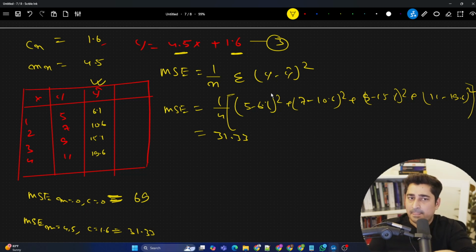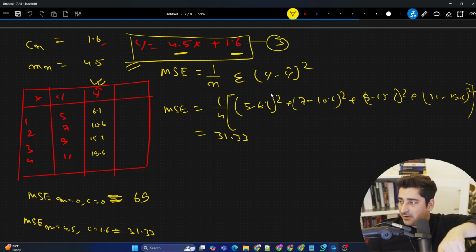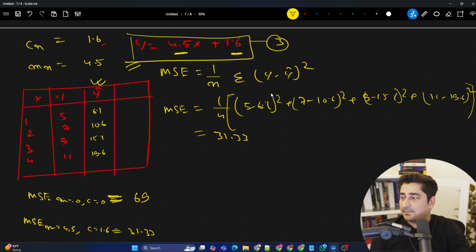Can I make a statement? So this line that we are able to draw with respect to my data is a better one. I'm not saying it's the best one, right? But I can say that it's a better one as compared to the line that I had drawn where M is equal to 0 and C is equal to 0. Yes, everyone.